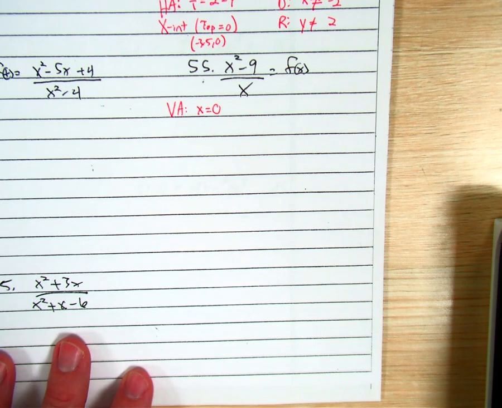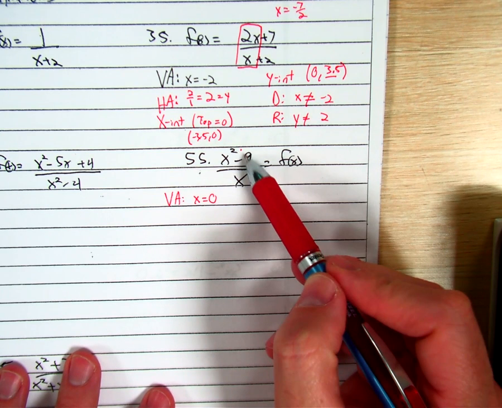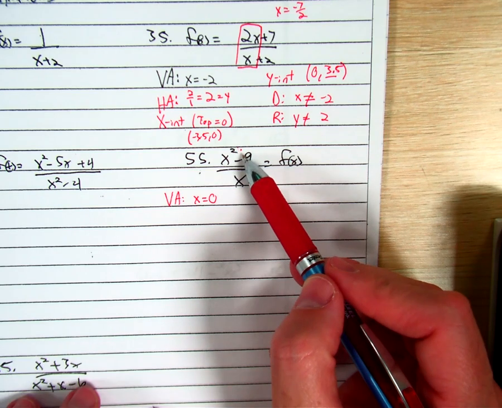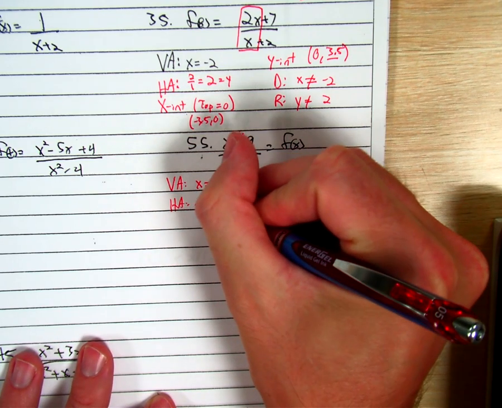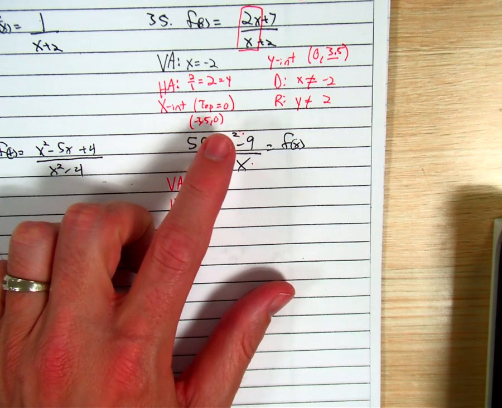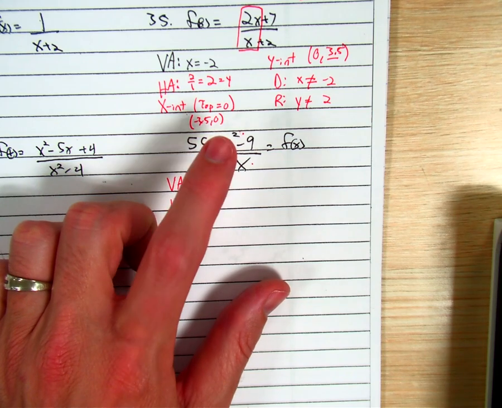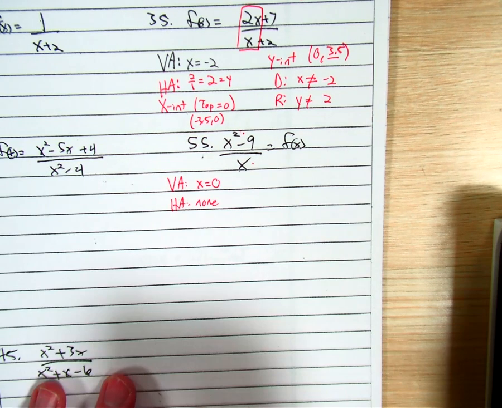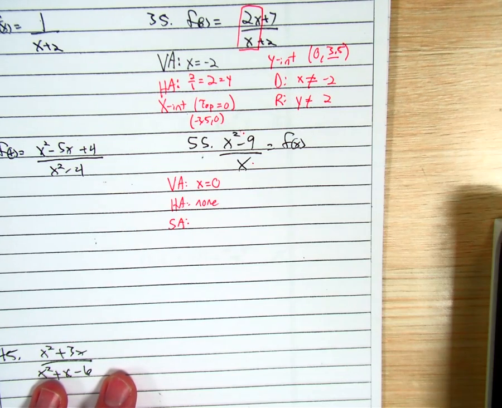Okay, HA. X squared on the top, x to the first on the bottom. The top has a higher power of x, so there won't be an HA. None. Well, there's no horizontal asymptote because the top is bigger. Now the top is bigger by 1 power, squared over x to the first. When the top is bigger by exactly 1 power, or 1 degree, that's when we run into the slant asymptotes.